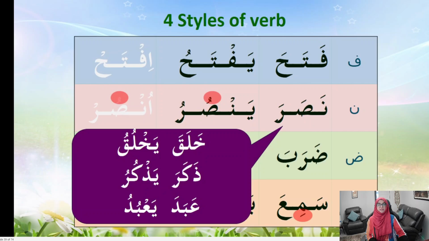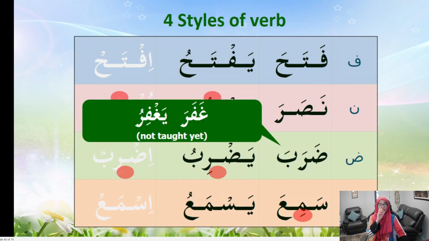So we have learned fataha, yaftahu, nasara, yansuru. Next, daraba. What's the meaning of daraba? To hit somebody, to strike onto somebody. Daraba, past, he hit. Yadribu, he hits or he will hit. So look at ra, the ba has sukoon, ba has dhamma, same like all the words. Here ra has got a kasra.